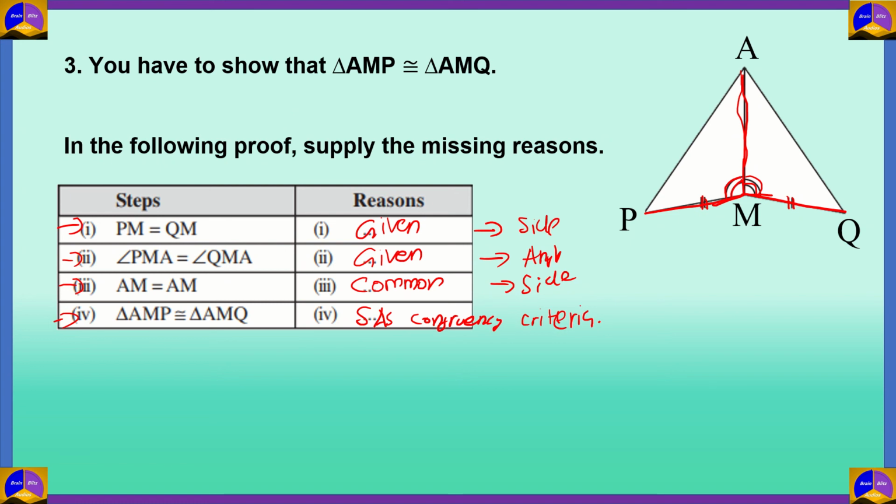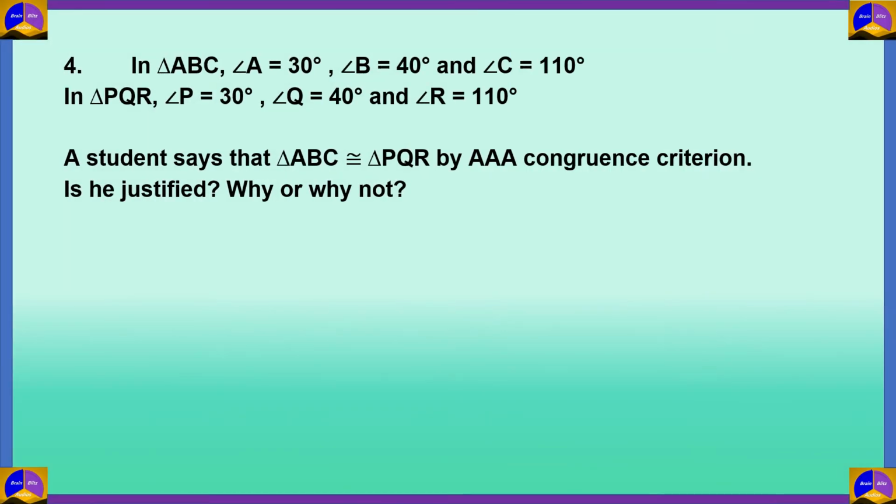So this is the answer for this question. Next question. In triangle ABC, angle A is equal to 30 degrees, angle B is equal to 40 degrees, and angle C is equal to 110 degrees. In triangle PQR, angle P is equal to 30 degrees, angle Q is equal to 40 degrees, and angle R is equal to 110 degrees. A student says that triangle ABC is congruent to triangle PQR by AAA Congruence Criterion. Is he justified? Why or why not?